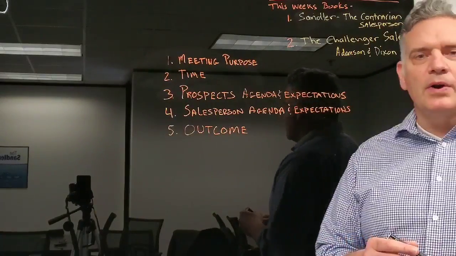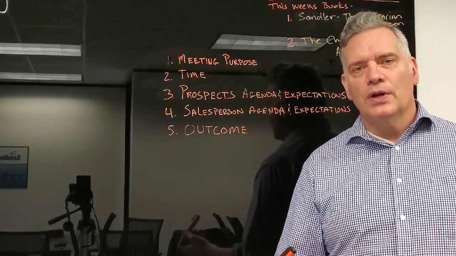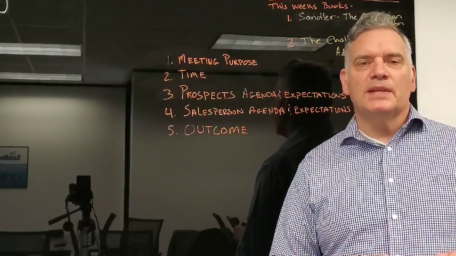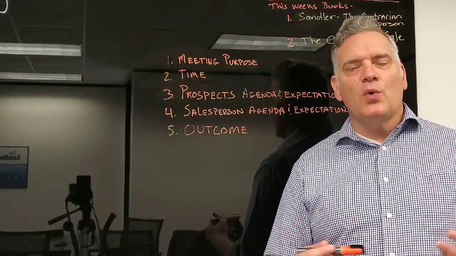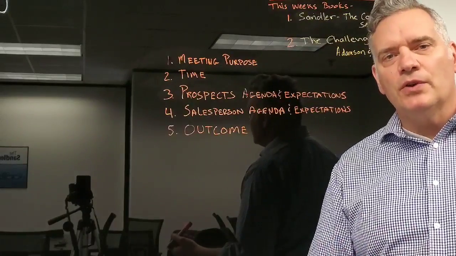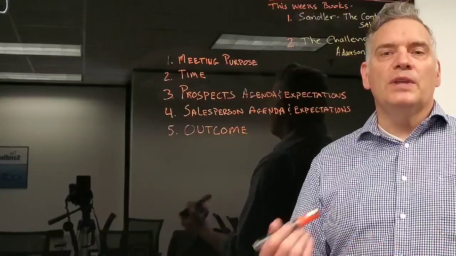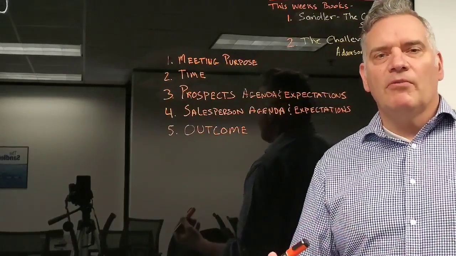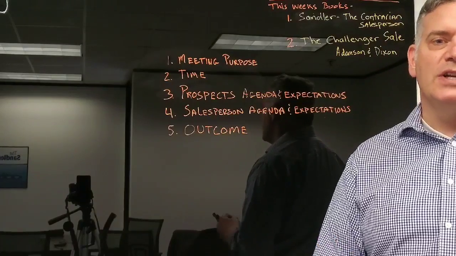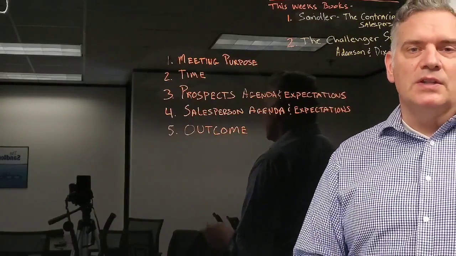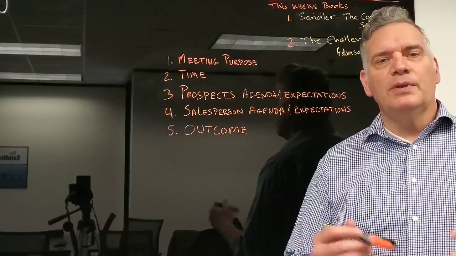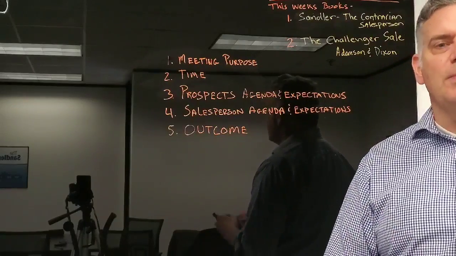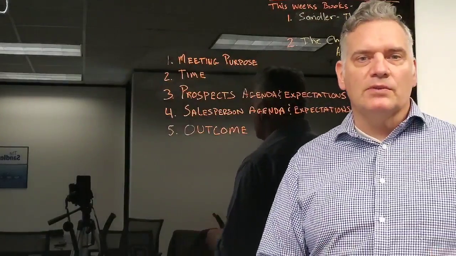The fourth component of the upfront contract is, of course, the salesperson's agenda and expectations. Equal business stature requires you to be able to communicate what your expectations are and what you hope the agenda is going to look like. So don't be afraid up front to talk through the fact that you're going to need to ask them certain sets of questions, that they're going to need to be able to be honest with you and upfront as part of the expectations you have for that particular interaction.